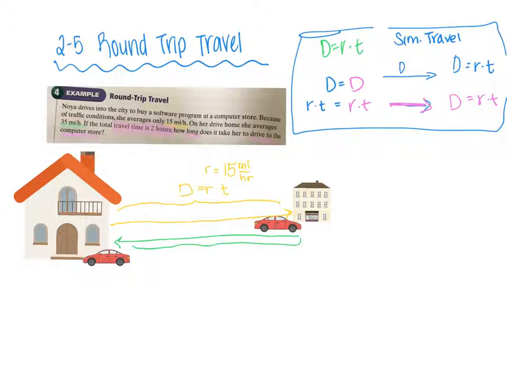And I know on the drive home, it's still the same distance. It didn't change. And it still equals rate times time. And I know that my rate here is 35 miles per hour. Okay, so it's a lot faster. I'm going to get home way faster than it took me getting there.